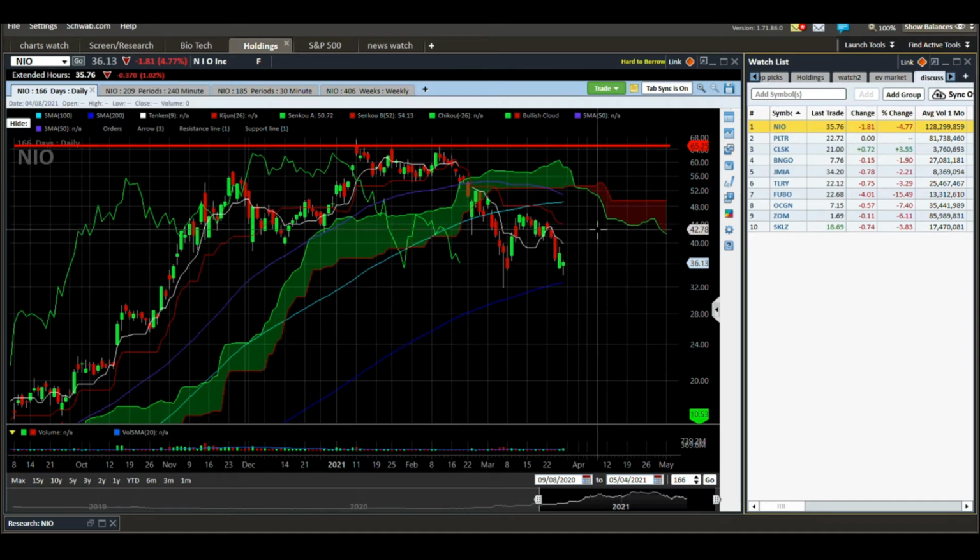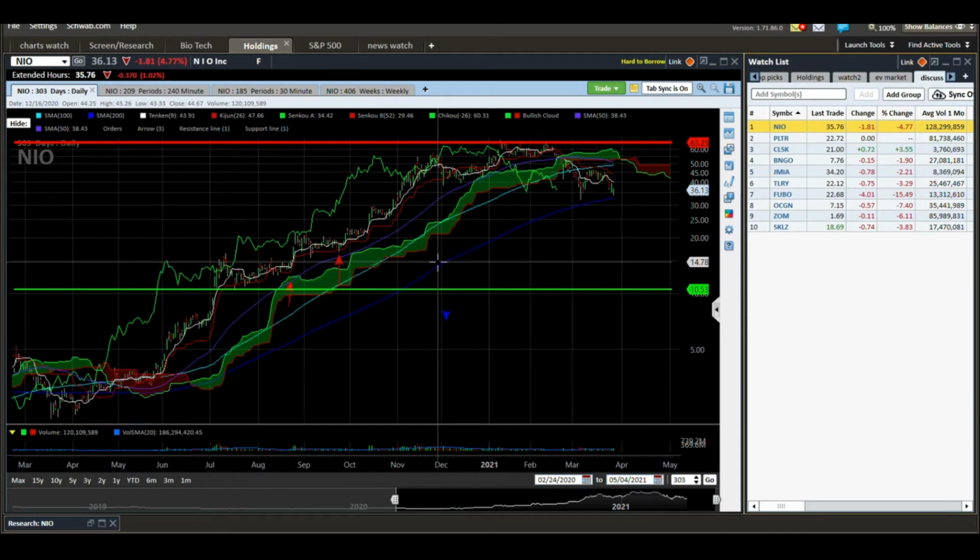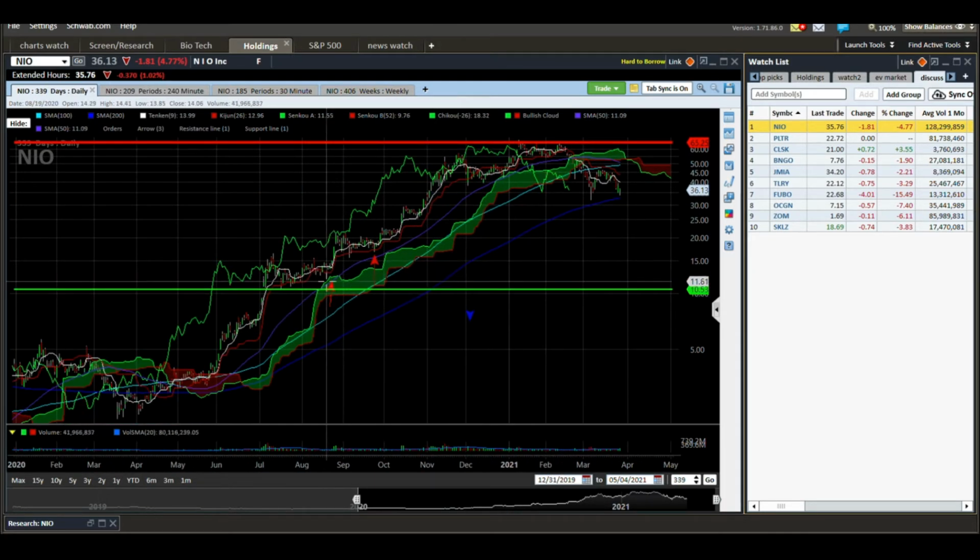Now if we can see price back above the cloud and the cloud begin to twist and turn green, that's when you would want to get back in. So right now NEO is definitely bearish, but this chart provides a good example of how to read this indicator and where the buy opportunities were.